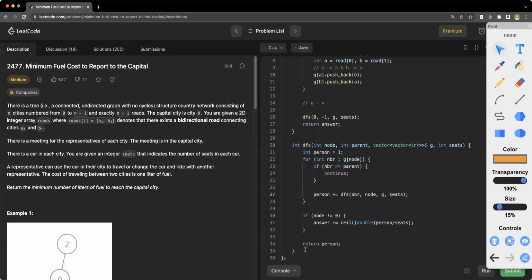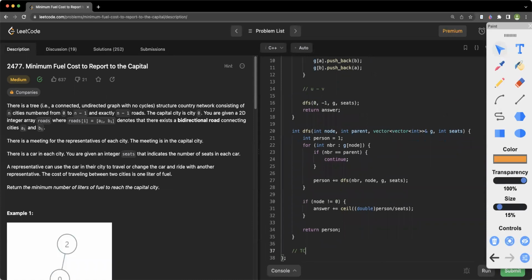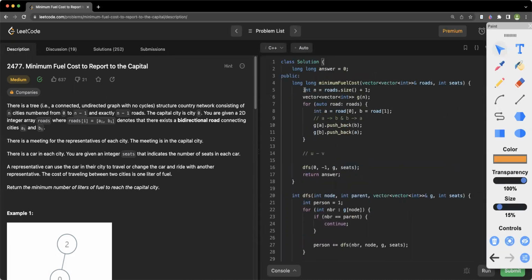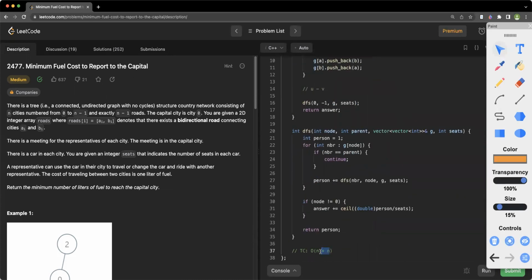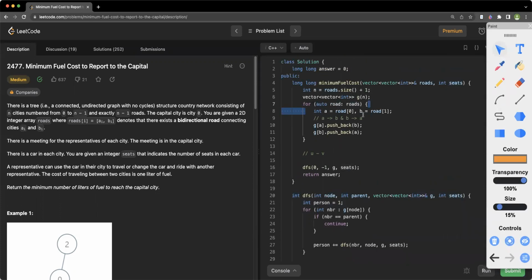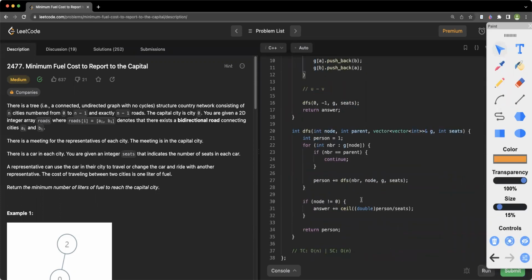What will be the time complexity of this approach? The time complexity would be the normal DFS time complexity, which is O of n plus n only. In this case, we have the edges equal to n and the nodes equal to n, so the time complexity would be O of n, and the space complexity would be O of n as well, because of the recursive call stack and the graph. So time complexity and space complexity will be O of n.